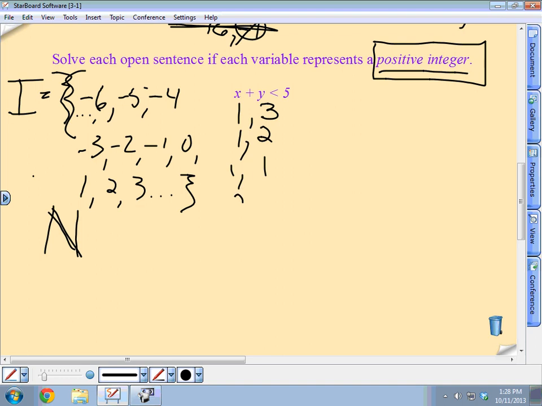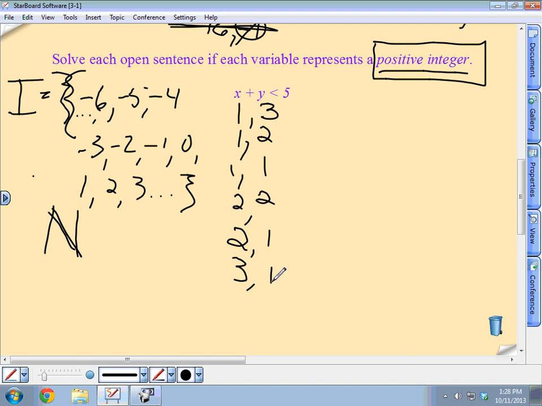Okay. So what else? Let's see. X can be 2, so what could we put in there, if x is 2, that would give us less than 5? 2, well, that would make it true. What else? 1, that would make it right. And then if x is 3, what would y be?